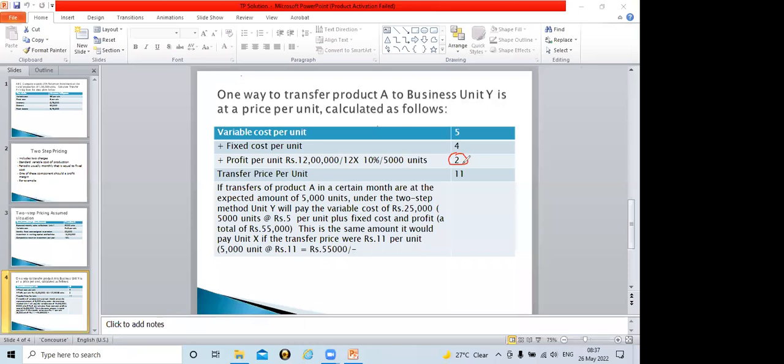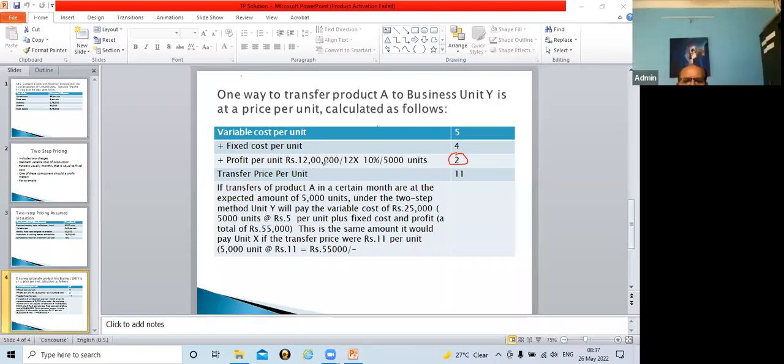Could you please repeat once again? See, total investment is 12 lakhs of rupees. On 12 lakh, 10%: you answered me 1,20,000. 1,20,000 divided by 12 months, we get the figure per month. It is 10,000. Then 10,000 divided by 5,000 units. This way, rupees 2 per unit profit.